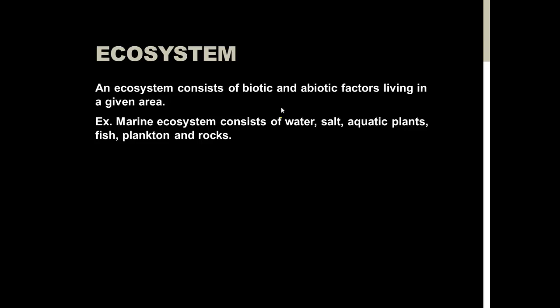Okay, in class we're going to talk about an ecosystem, and also your summary question is about how all this relates to an ecosystem. So you kind of need to know exactly what that is. An ecosystem has biotic and abiotic factors that live in one particular area. So the area we're going to look at is the marine ecosystem. So it has water, salt, aquatic plants, fish, plankton, and rocks. It's basically everything that is encompassing that particular area.